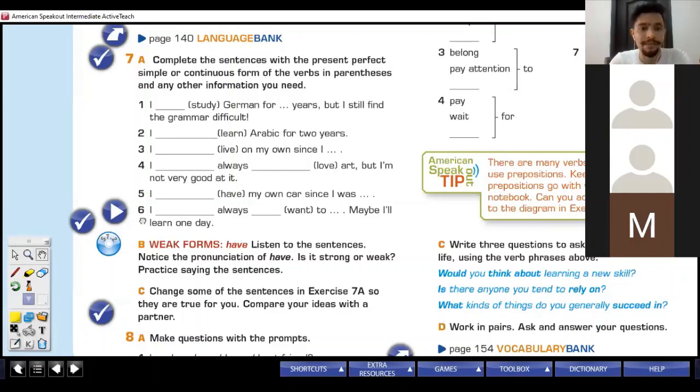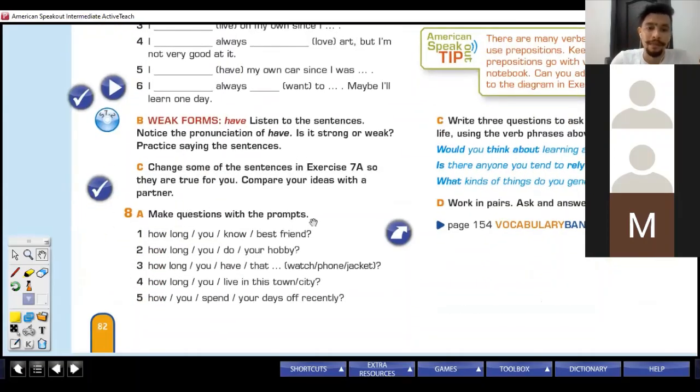Now, number 6, I have always wanted to swim. Maybe I will learn one day. All right, great, excellent. All right, again, present perfect simple.